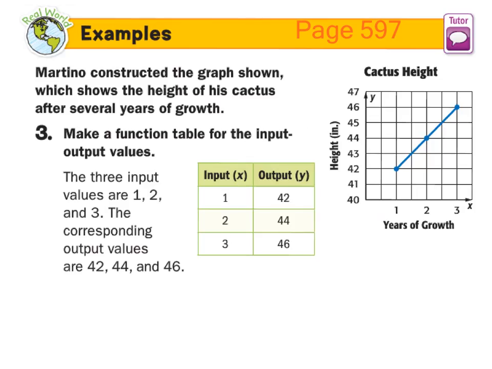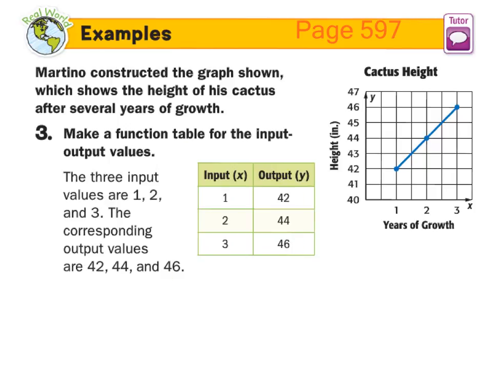Let's check this out, how it works with a story problem. Martino constructed the graph shown, which shows the height of his cactus plants after several years of growth. Make a function table for the input-output. So what they went ahead and did is that they picked 3 input values of 1, 2, and 3, and they said that the corresponding output values were 42, 44, and 46, which they put in the chart.